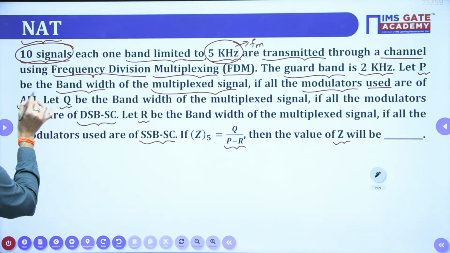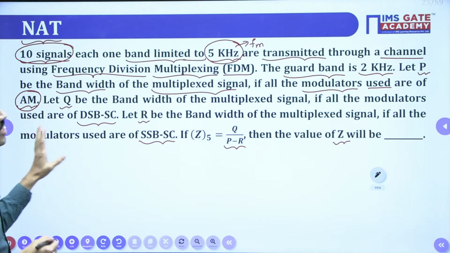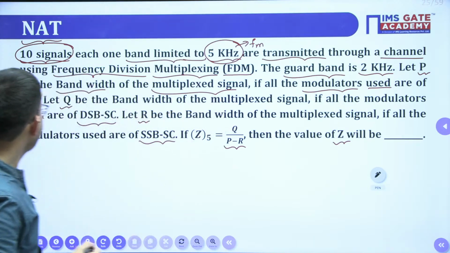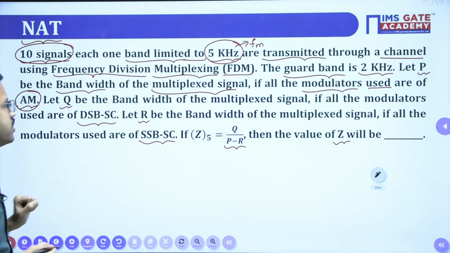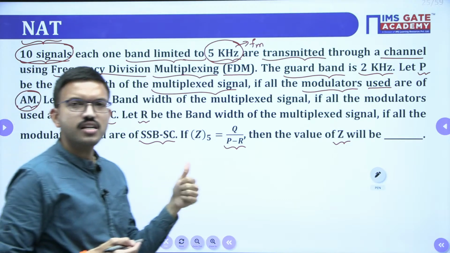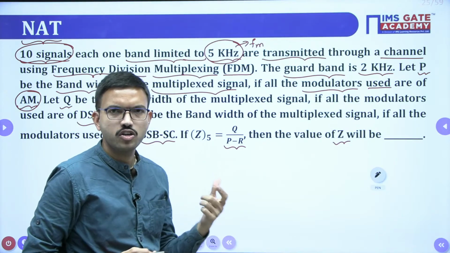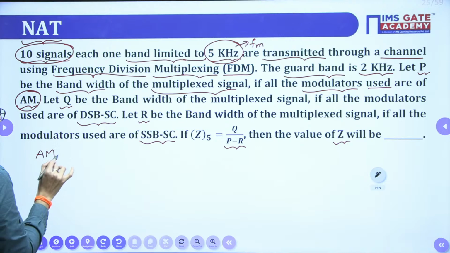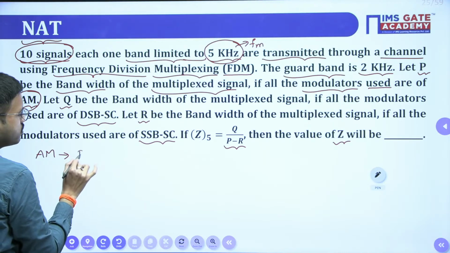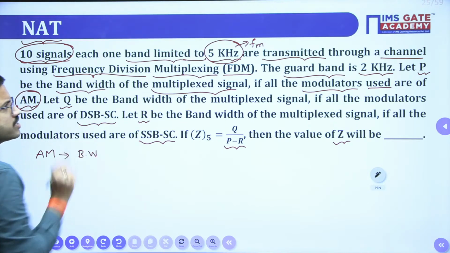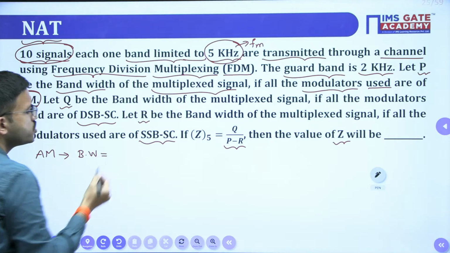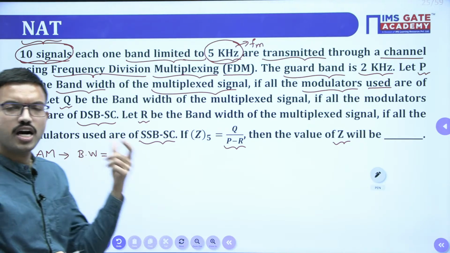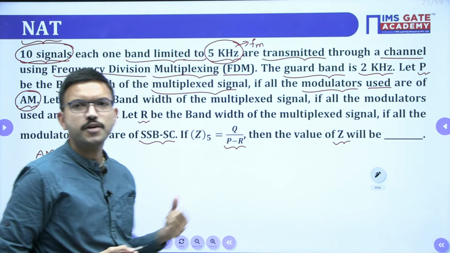See, if you consider the modulator as AM, in the AM signal what you are having? You are having the carrier signal, the upper sideband and the lower sideband. So if you are using an AM signal, then what bandwidth will you get for a particular signal, since you are having the lower sideband, upper sideband and carrier frequency.